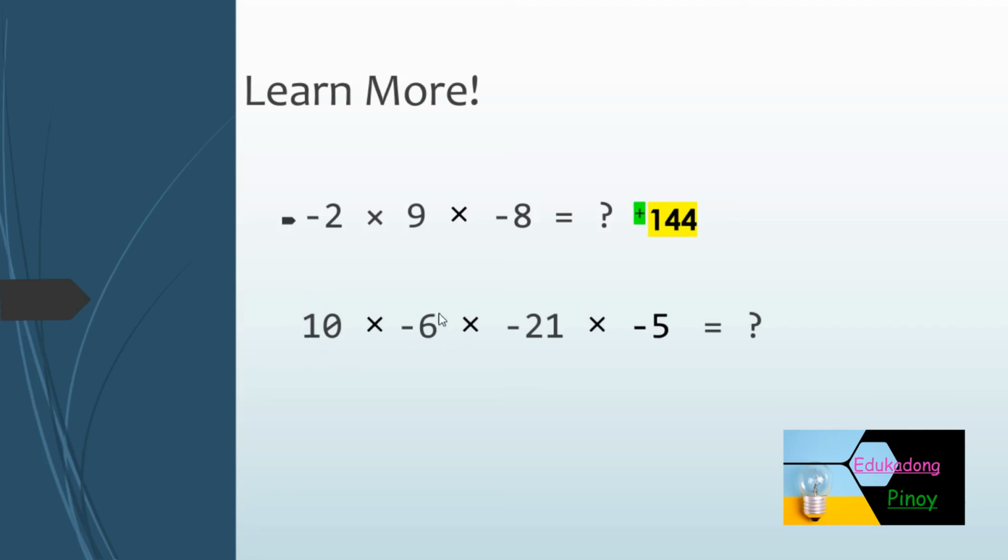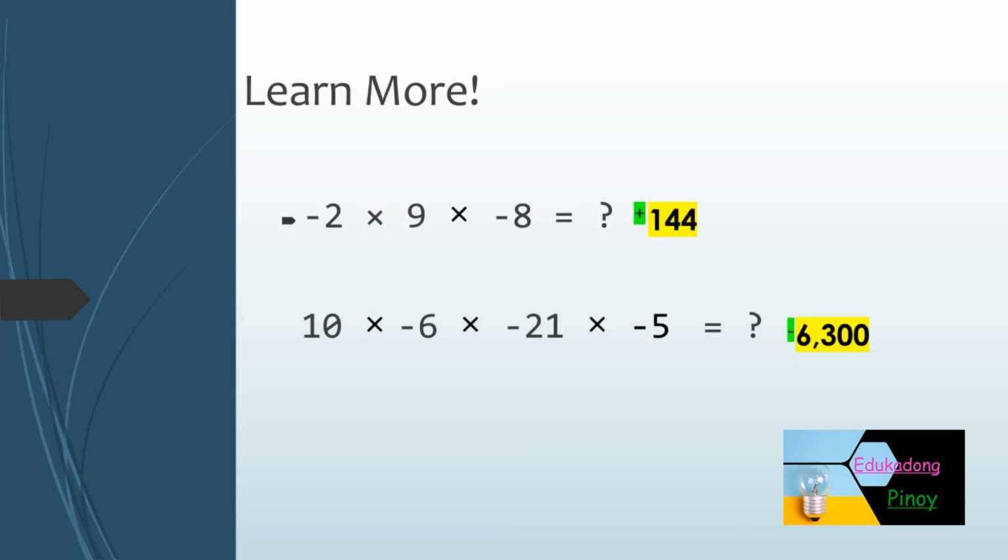Then here is a positive number times negative 6 times negative 21 times negative 5. So 10 times 6 times 21 times 5 gives us 6,300. Tapos, positive times negative, ang sagot negative. Negative times negative, ang sagot positive. Positive times negative, the final answer will be negative.